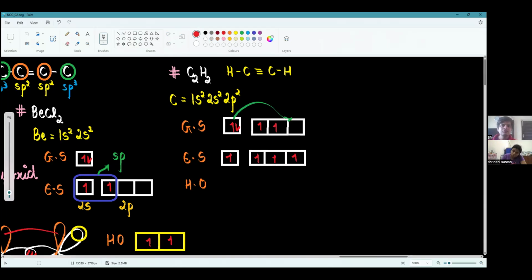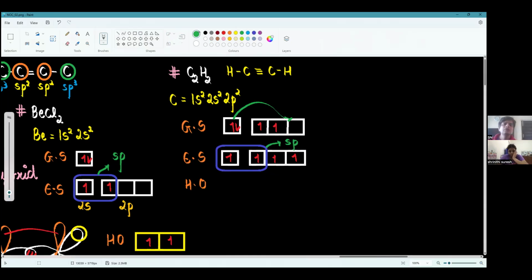When it jumps, it will have 4 unpaired electrons. Now if you carefully check, one s orbital overlaps with one p orbital to form sp hybridization. It will be sp hybridization, because one s orbital is overlapping with one p orbital.